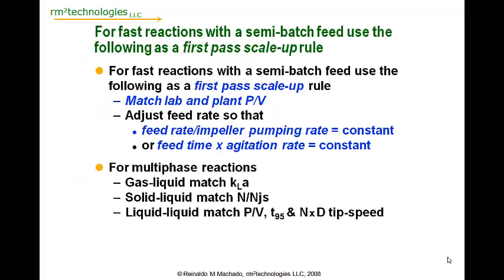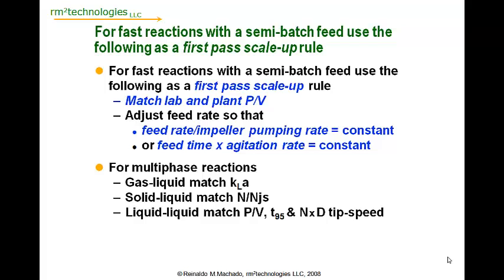So for very fast reactions, this is what we would expect to do for scale-up as a first pass rule. One is to try to match the lab and the plant power per unit volumes. What this will tell you then is that the micro-mixing regimes will be very similar. In addition, we need to adjust the feed rate so as not to overwhelm the impeller. To do this, we keep the feed rate divided by the impeller pumping rate a constant, or the feed time times the agitation rate a constant. Now, normally at a large-scale vessel, you have to run at lower RPMs, and as a result, your feed time is normally increased to maintain similar mixing conditions.